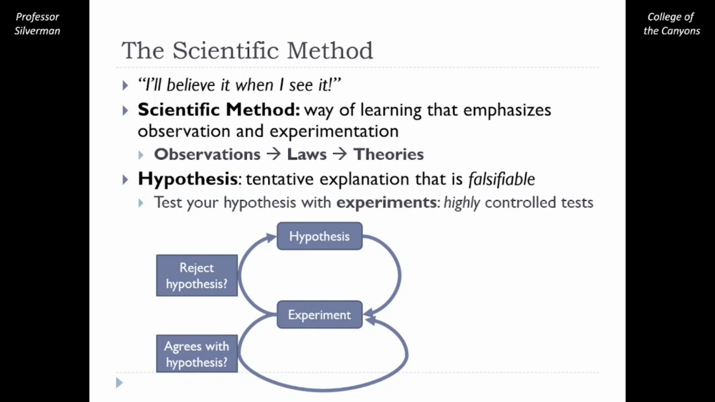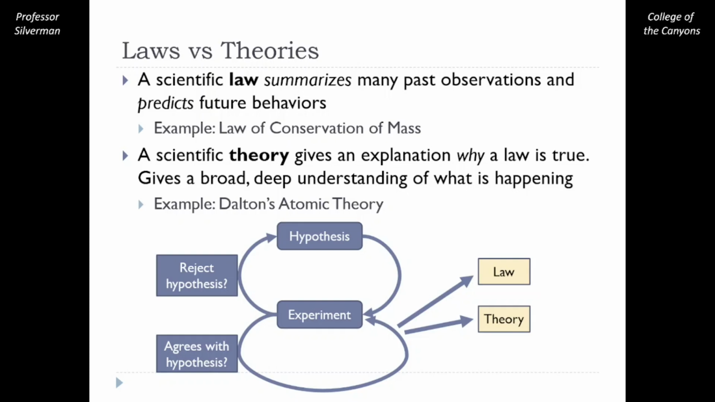However, anytime you have an experiment that does contradict your hypothesis, you have to go back to the drawing board and revise it or come up with a brand new hypothesis. Thus, we end up in this cycle where we can do lots and lots of experiments, trying to build up lots and lots of evidence to have well-supported hypotheses. Once this is the case, we can try to summarize our experiments into either laws or theories.